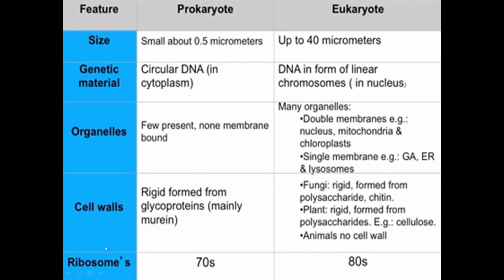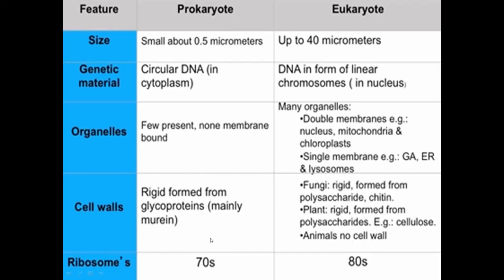Cell wall in the case of prokaryotes is rigid and it is formed of glycoproteins, mainly murein. In the case of eukaryotes, we know that fungi, plants and animals are all examples of eukaryotic cells. In the case of fungi, the cell wall is rigid and it is formed of polysaccharide or chitin. In the case of plants, the cell wall is rigid and it is formed of polysaccharide, for example cellulose. In the case of animals, there is no cell wall.